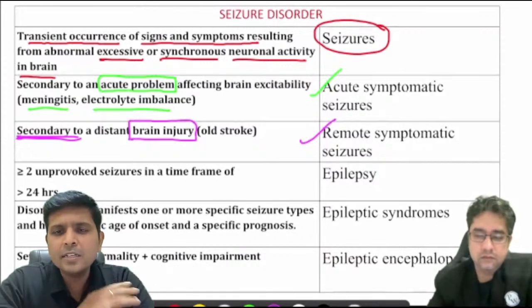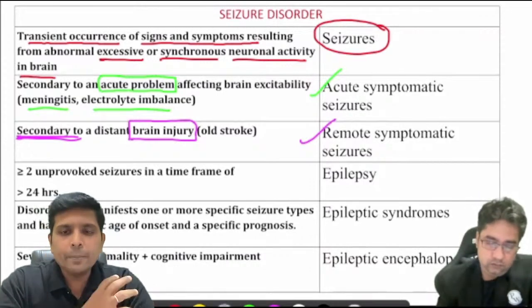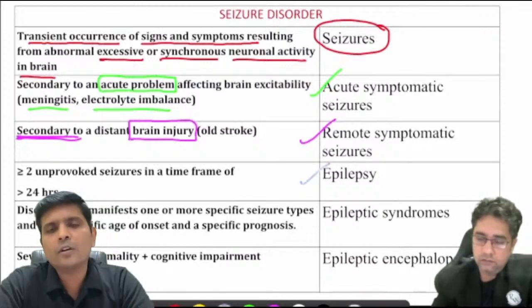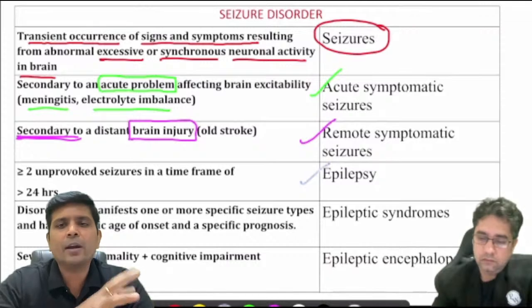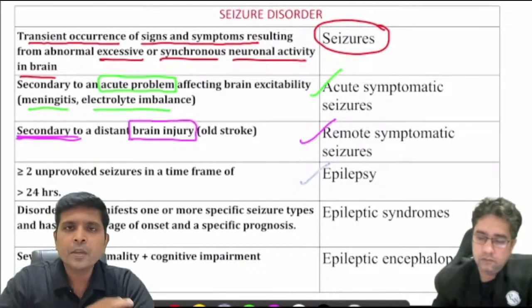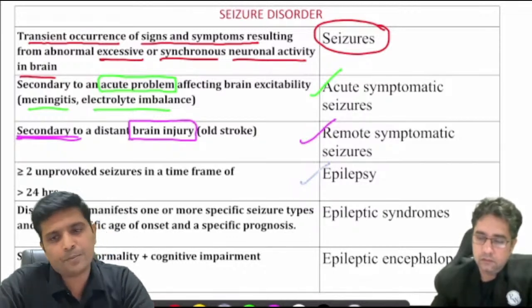This is called seizures. Then what do you mean by epilepsy? Epilepsy means when you have 2 or more unprovoked seizures, if they come after a span of 24 hours, it is called epilepsy.